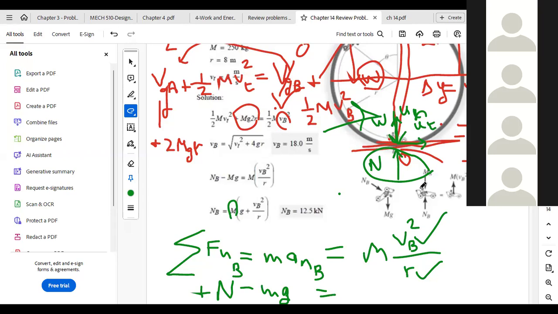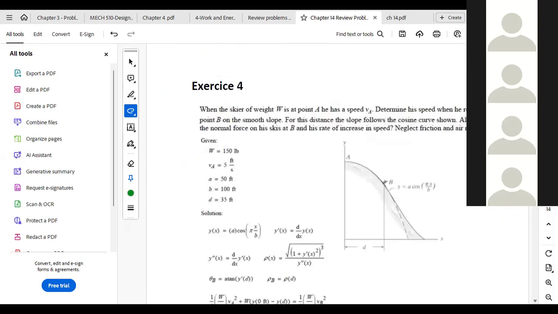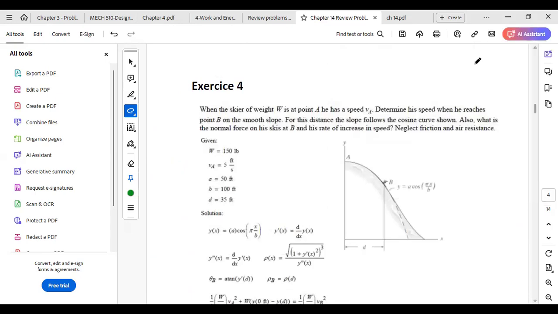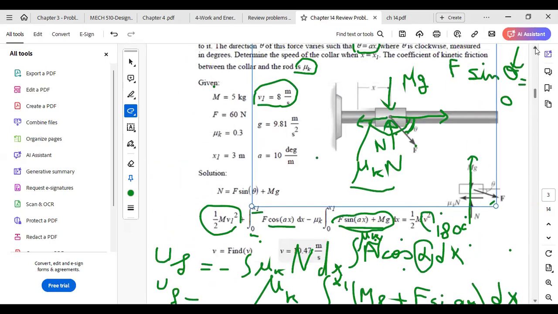Other question? I do have a question in the previous exercise. Yes. Tell me. Exercise 3, the one that we did before. Yes, tell me.